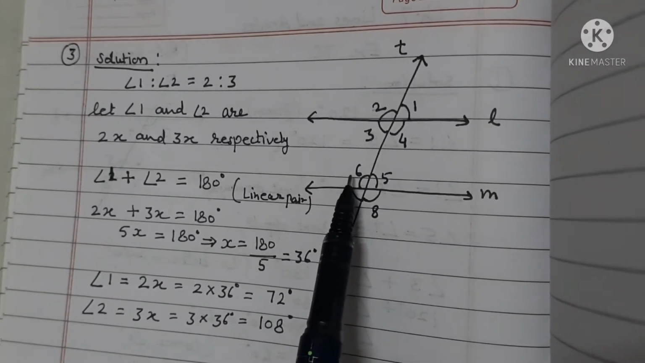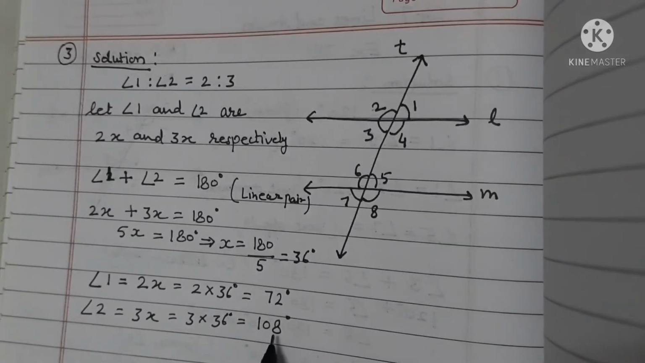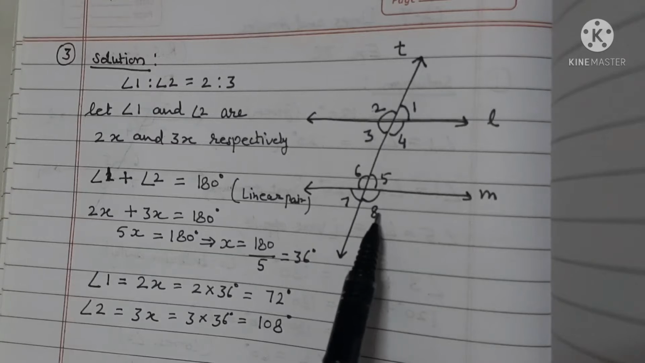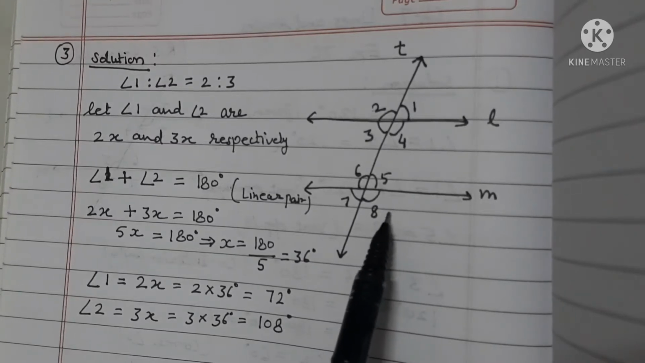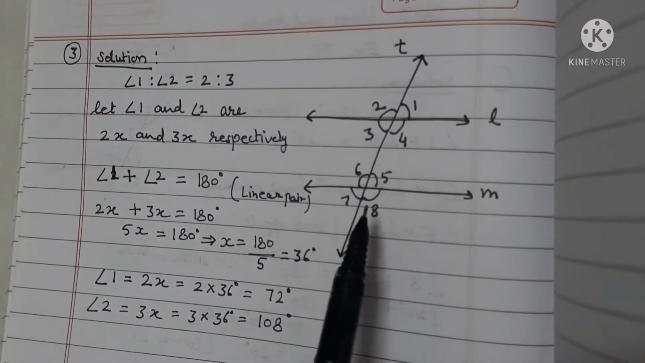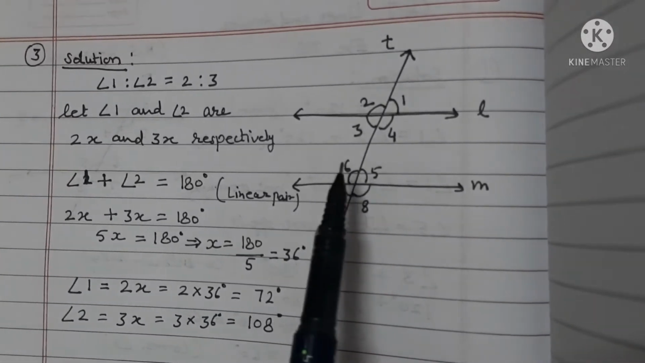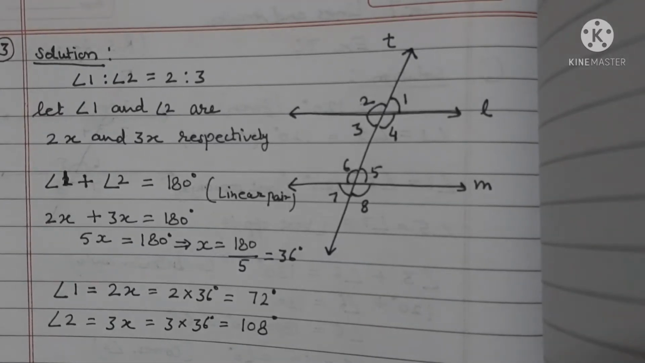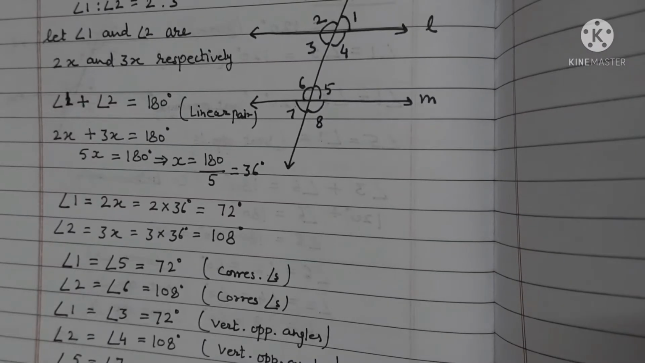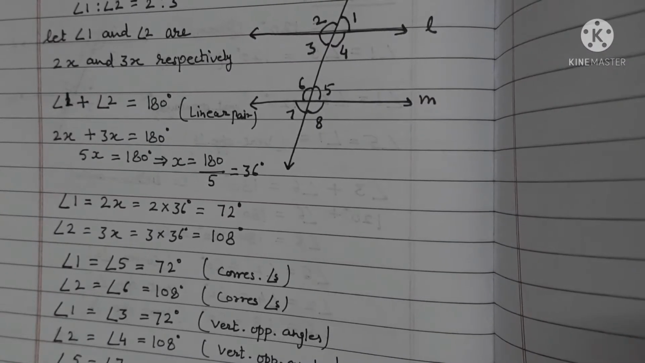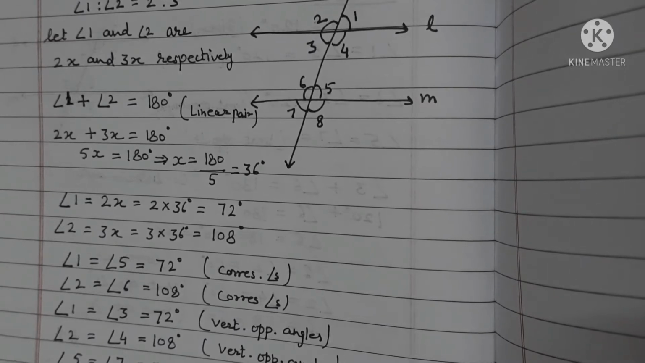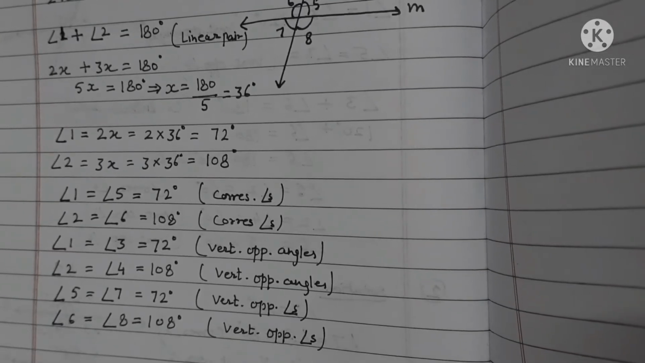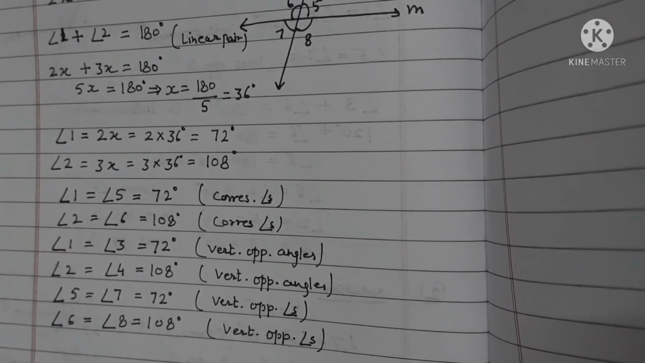Now angle 6 is equal to angle 2, which is 108 degree. So angle 6 is equal to angle 8, vertically opposite angles. So this becomes 108 degree. So all the angles we have found out by the relation between the angles. So pair of angles. See how to write the relation of the angles. Now next question, question number 4.